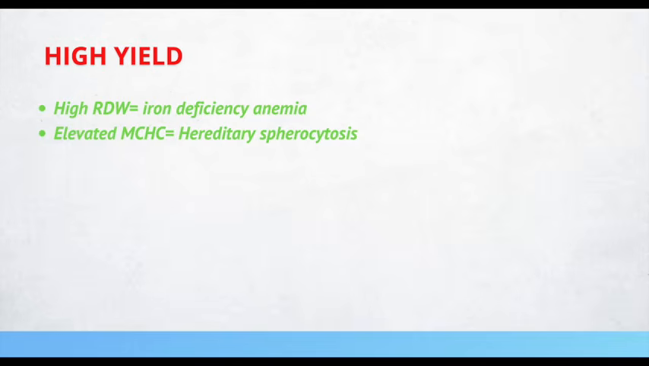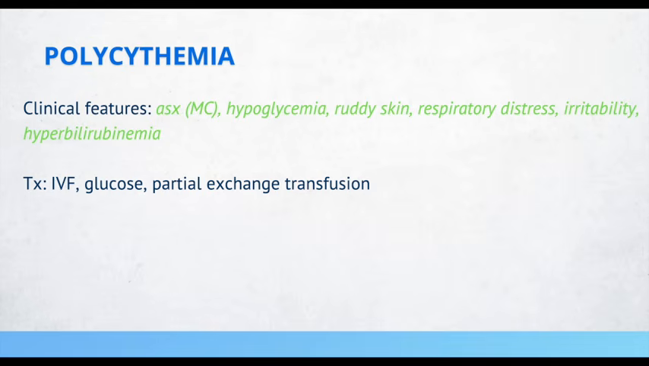Patients with polycythemia are most commonly asymptomatic. But if they do have symptoms, what you will see are ruddy skin, respiratory distress, irritability, hyperbilirubinemia, and hypoglycemia. To treat these patients, you give IV fluids, glucose, and partial exchange transfusion.